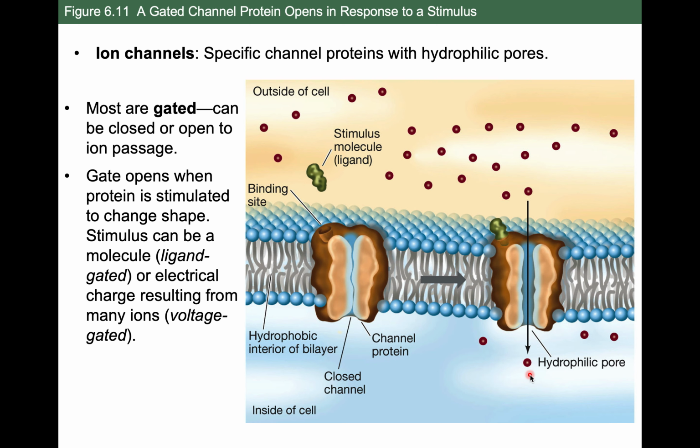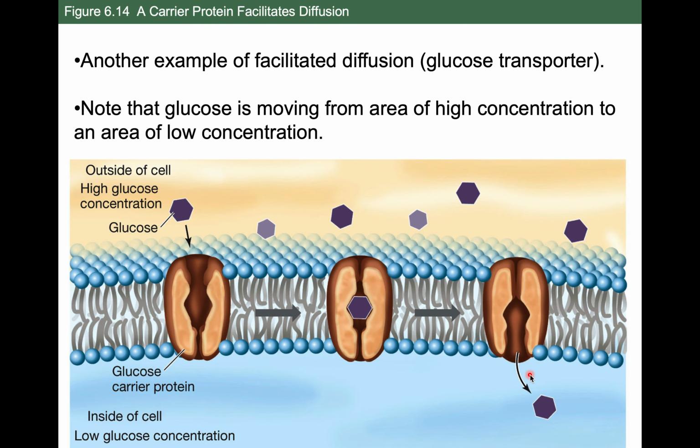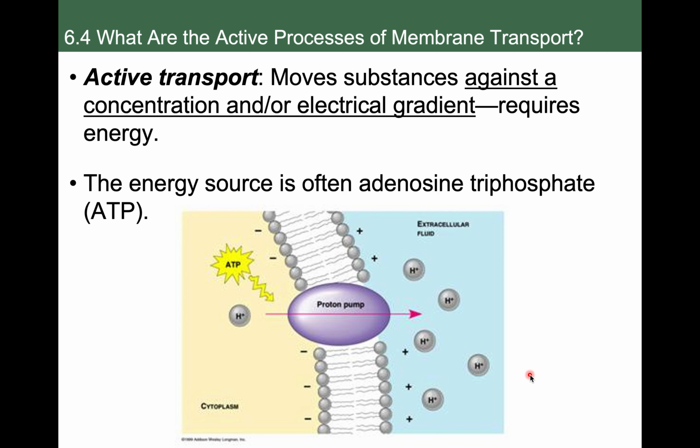So those are just different types of facilitated diffusion. We can facilitate it with channel proteins, gated or ungated, or carrier proteins. And this is in contrast to active transport. Diffusion is always passive transport. We don't have to put in any energy. Molecules are moving from high concentration to low.